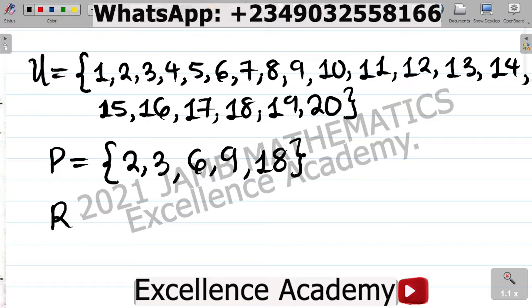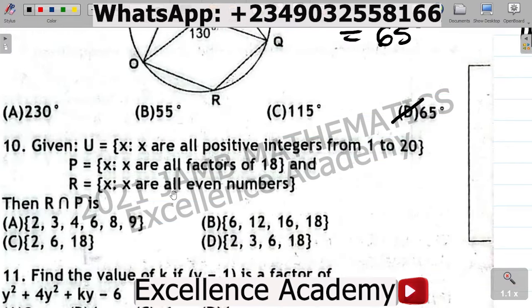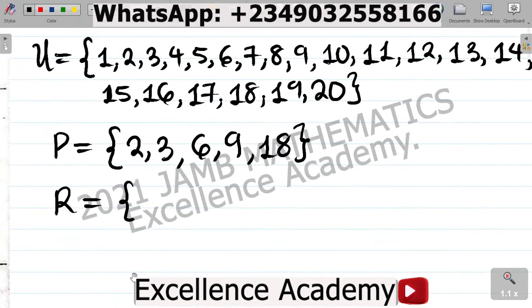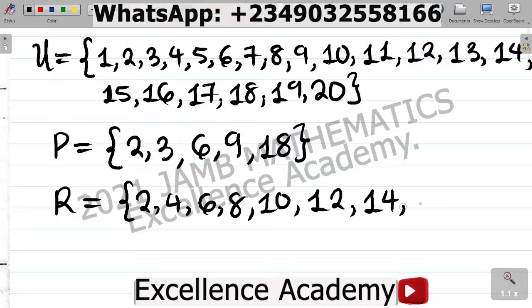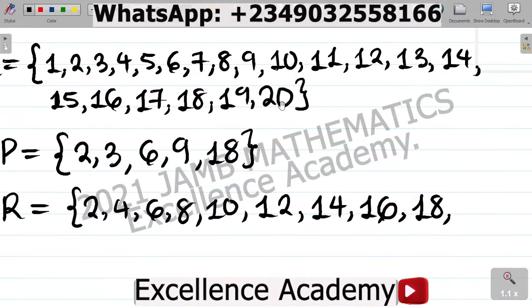Next up, let's go for R. What are the elements in R? How do you define R? You said R are all even numbers, right? All even numbers. So we're taking from 2: 2, 4, 6, 8, 10, 12, 14, 16, and then 18. Of course, they said 20, so we'll add 20 because we don't exceed the universal set. It stops at 20. All right, so we have 20.